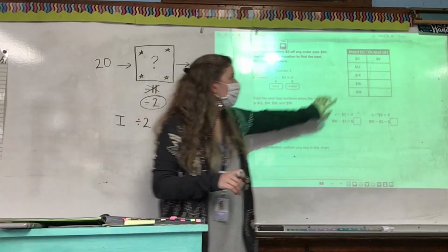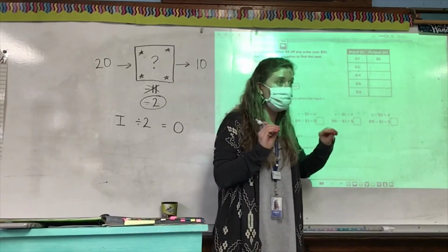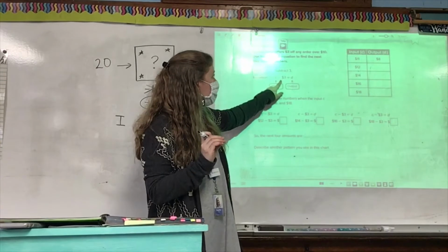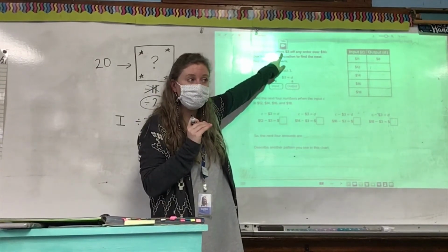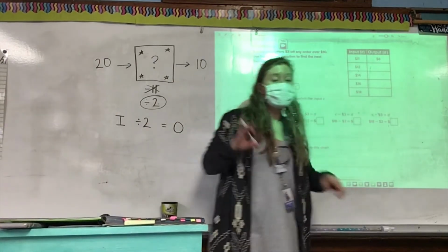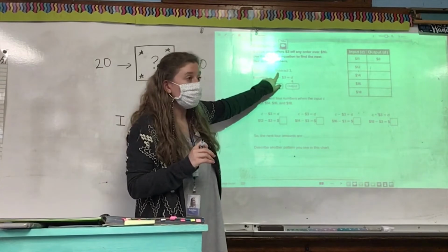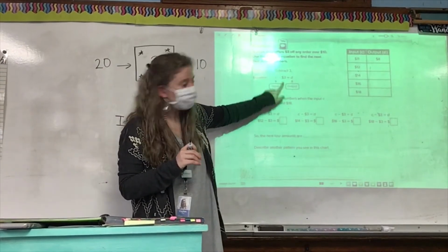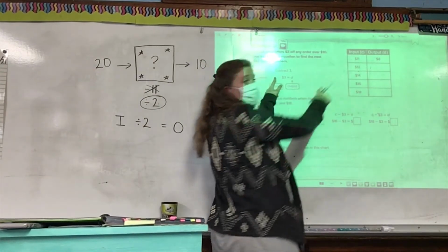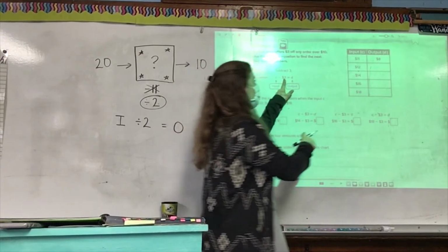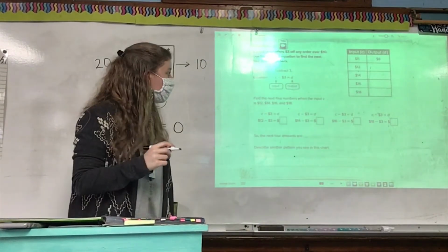So the input is the total cost because that's what we're putting in. The rule is subtract 3 because that's how much money gets taken off of the order. The output is the final cost. So they give us the rule, which is to subtract 3, and they give us the equation. Input, which is the total cost, minus $3 equals the output, which is the final cost.